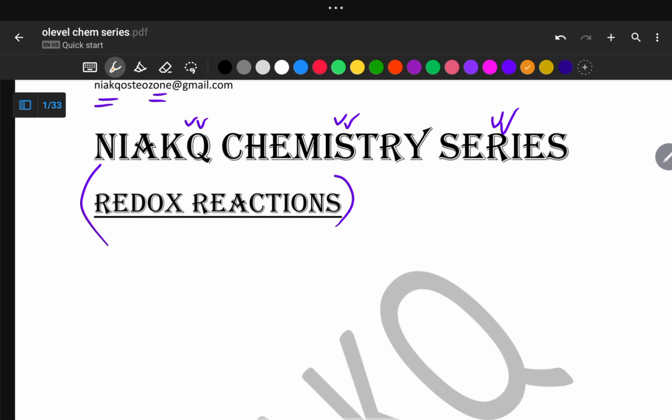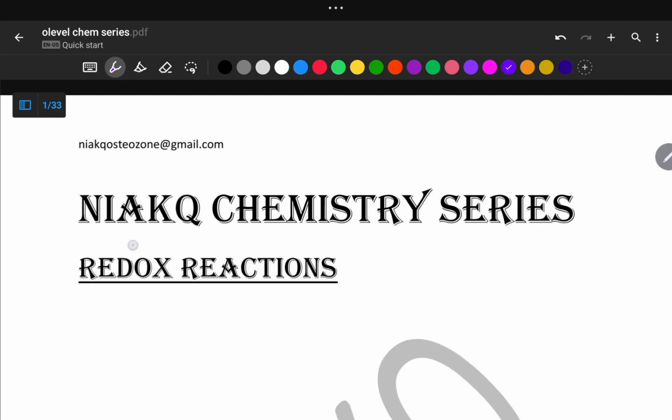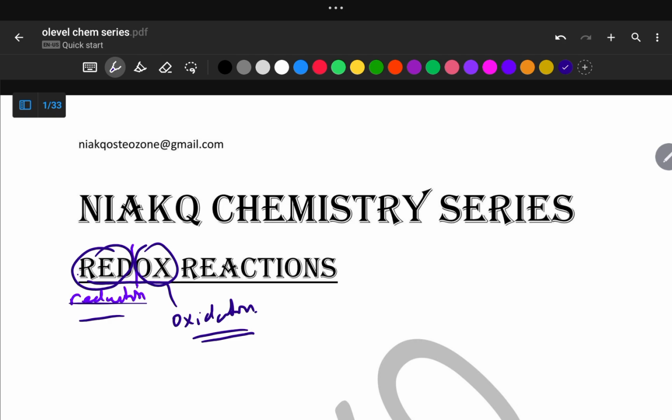So we want to dissect this topic. The term redox is made up of two words: reduction and oxidation. So we have two terms in this word. This simply means that in a redox reaction, we have these two processes, reduction and oxidation. We want to explain what is meant by reduction and by oxidation. As for now, we want to define the term redox, right?